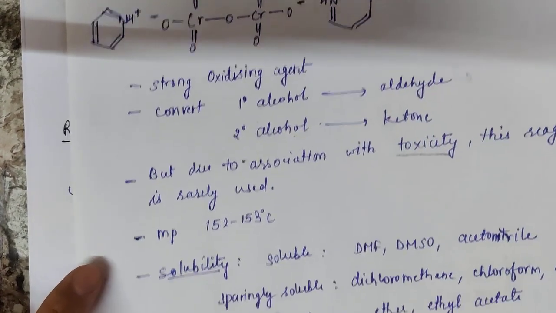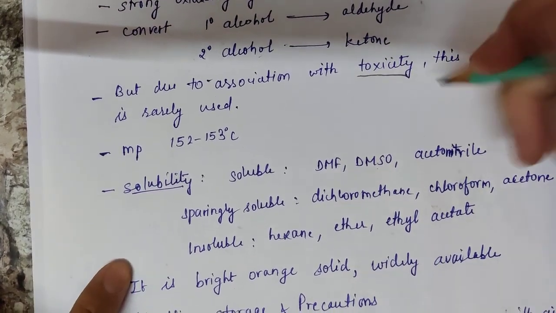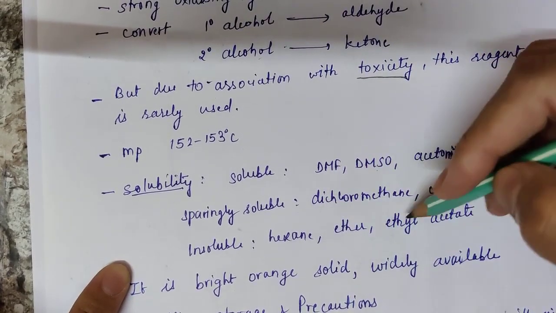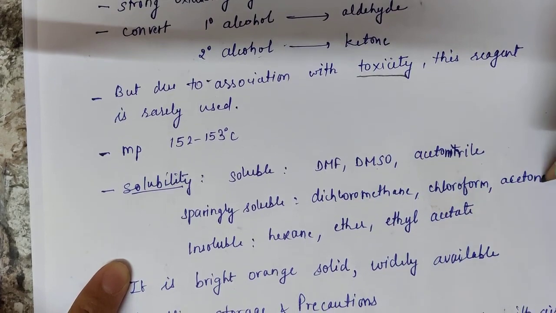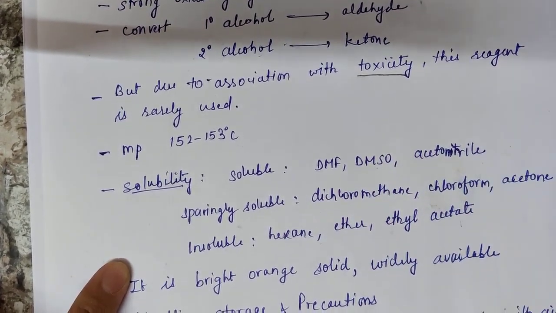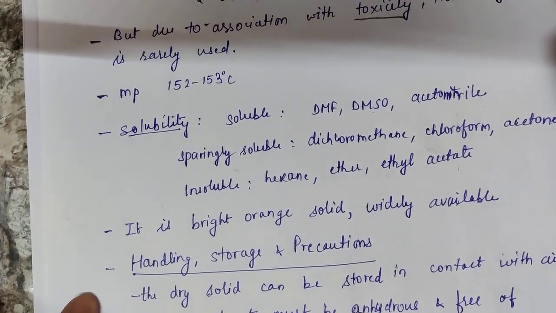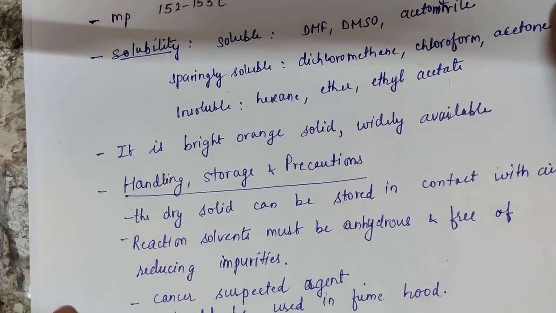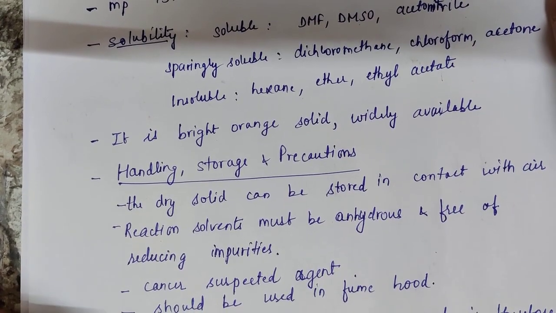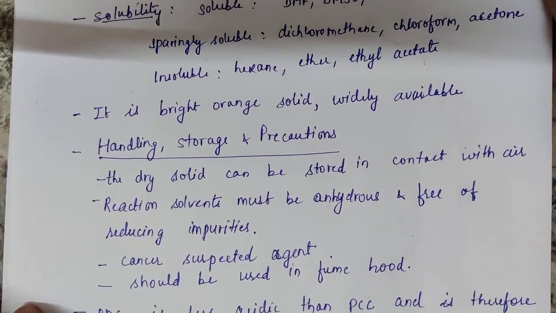Now the melting point is 152 to 153 degrees Celsius. It is soluble in DMF, DMSO, acetonitrile, sparingly soluble in dichloromethane, chloroform, acetone, and completely insoluble in hexane, ether, ethyl acetate. It's a bright orange solid and it is widely available. For handling and storage, it can be easily stored in the dry form, even in contact with the air.